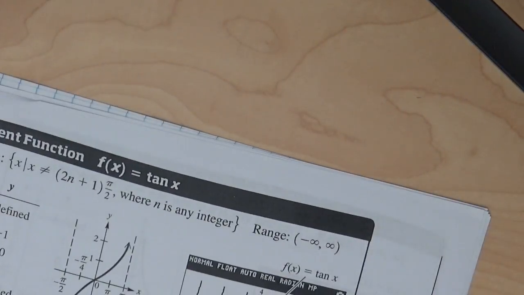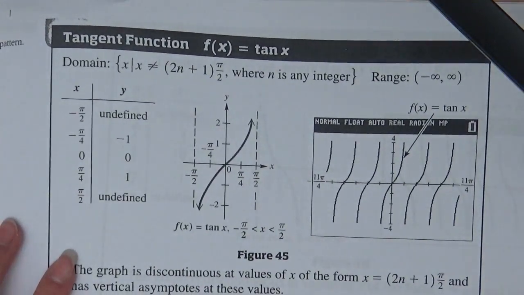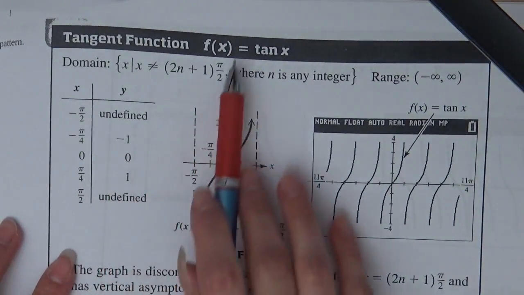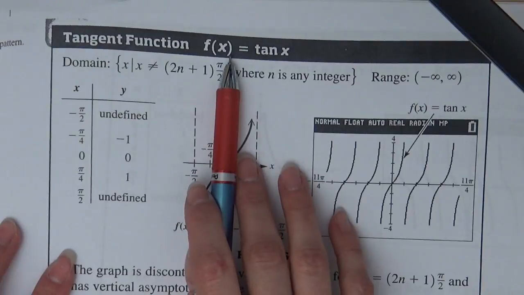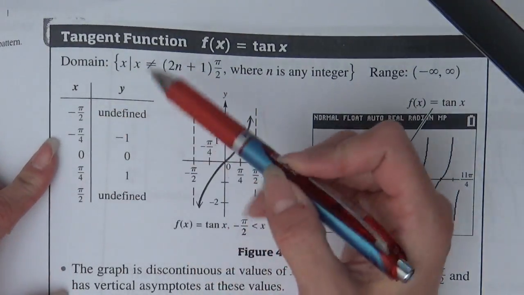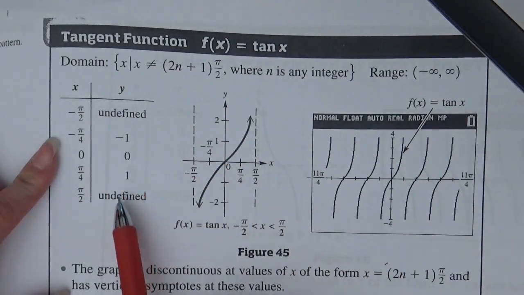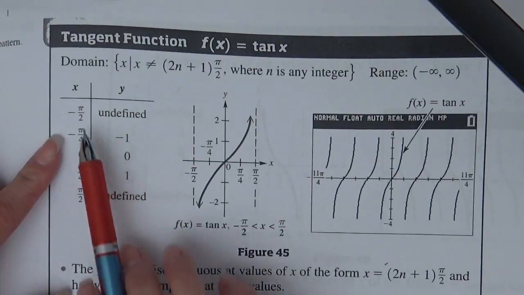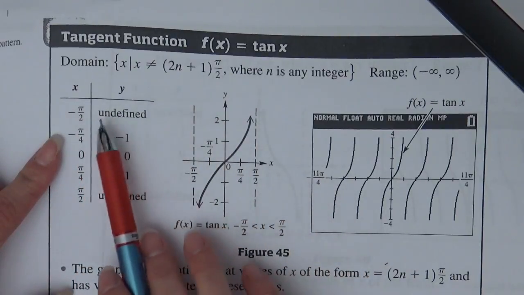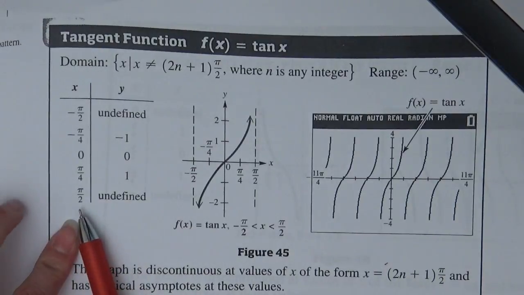Alright, so the tangent function, if we were to go through and plot all the points in f of x equal tan of x, if we were to put in these x values, we would get these y values. And you'll notice that you're getting these undefined values. Like if you put in negative pi over 2, or making it even easier, let's say I want to find tangent of pi over 2.